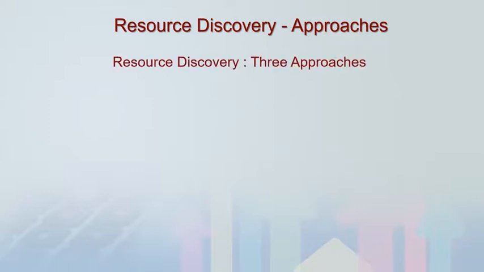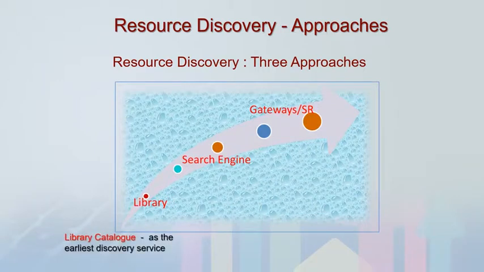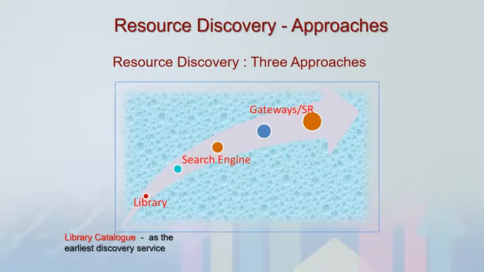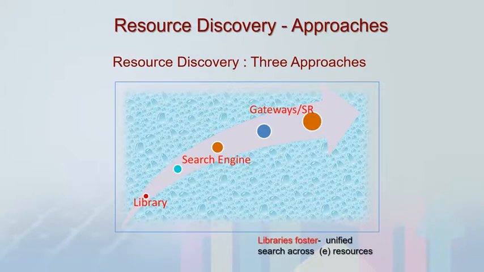There are three approaches: the library, search engine, and gateways or subject repositories. Many of us know that the library catalog is the earliest discovery service, because it used to help users find a resource in the library, whether it is available in the library or not, and then where I can find that book. Now, libraries foster unified search across e-resources. That's what many libraries have already done.